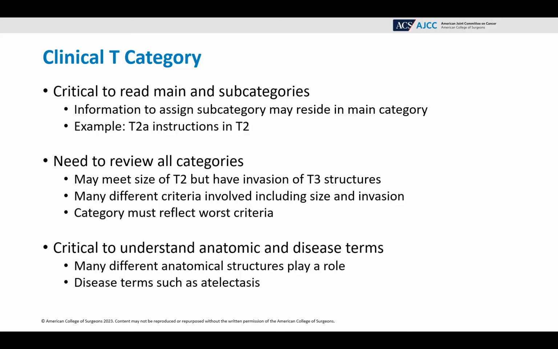It's critical to understand the anatomic and the disease terms that are being used in the medical record. There are many different anatomical structures, and they play a role in assigning the T category. And then there's also disease terms such as atelectasis. And it's important to know what those terms mean so that when you read them in the chart, you understand and can apply that criteria correctly.